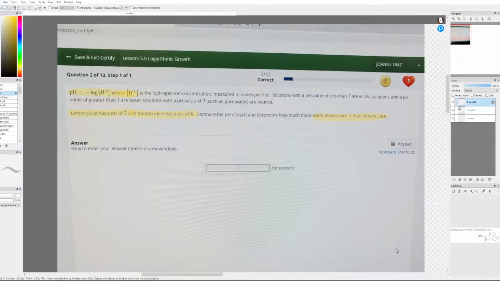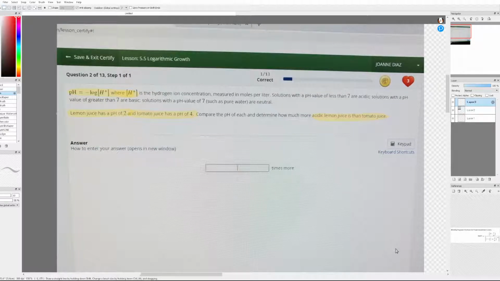After reading that problem, we can identify some key pieces of information. Right here, let me highlight it in red. From here to here, this information isn't really needed. You don't really need to know what a hydrogen ion is, or what moles are, or anything to do with liters. This part is unneeded.